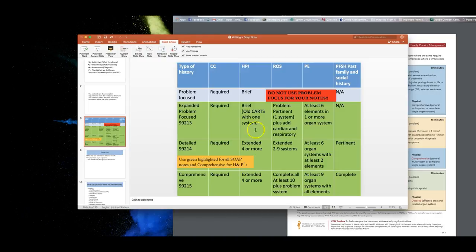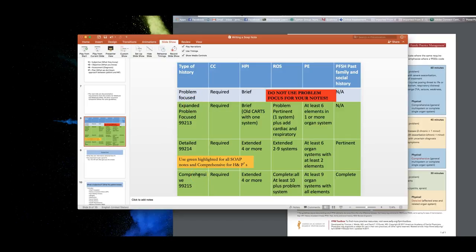Okay, so first of all, let's look at this, and I want to study this a little bit. This is the type of history, meaning the HPI, okay, right here. So what kind of appointment is this going to be? Problem focused, expanded problem focused, detailed, or comprehensive? We don't know yet what they are. When the patient comes in, we have no idea. We kind of have an idea.